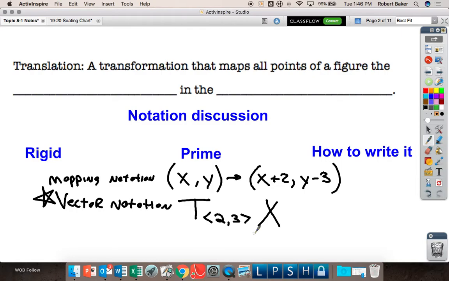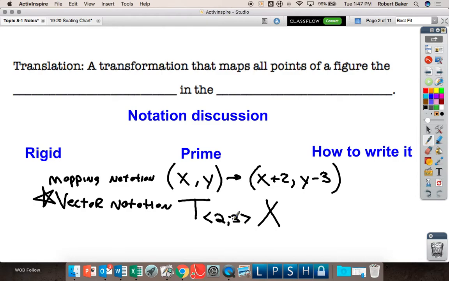No. So this gigantic T stands for translation. Now inside the vector it says 2, negative 3. That means go right 2 and down 3. And we are doing this transformation, this translation, to what point? X. So this notation only moves point X. This moves every point we put down.